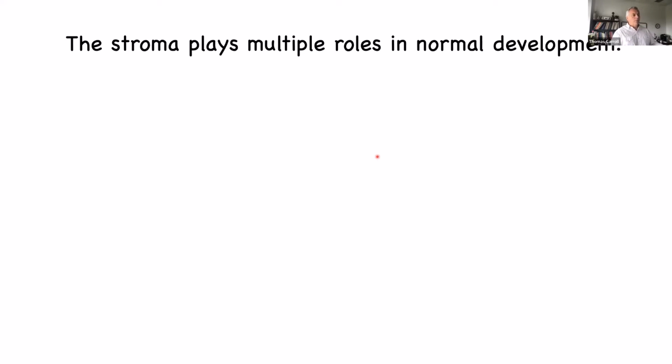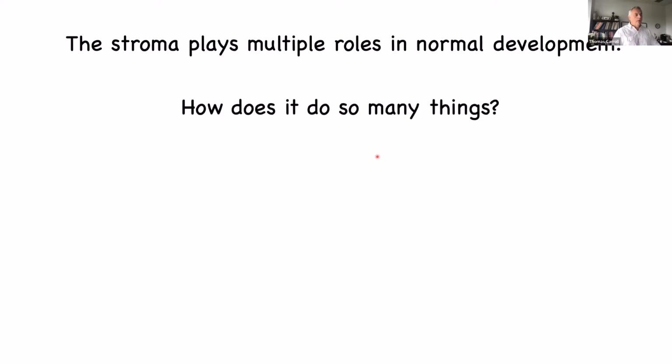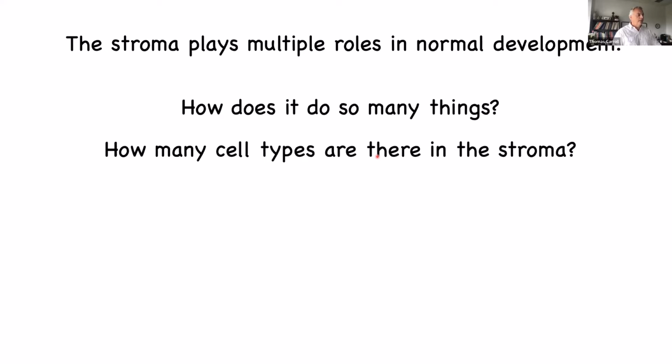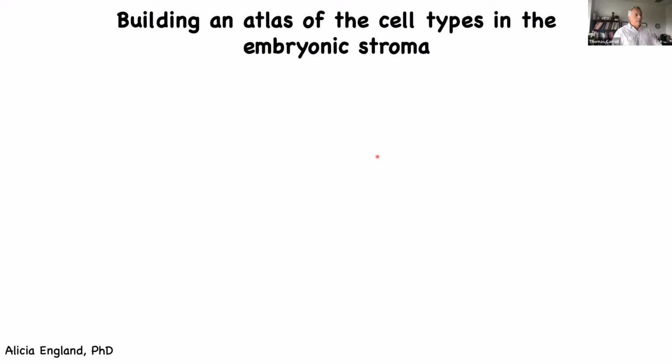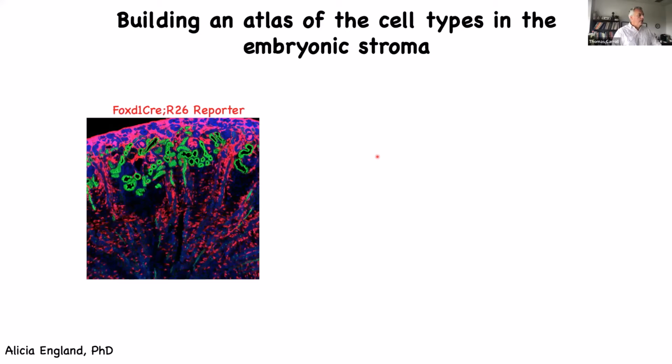But we thought it was possible that the stroma was actually a much more heterogeneous population than had previously been appreciated, and that we just hadn't had the tools to investigate this before. So with the advent of single-cell RNA sequencing, we have the capability to actually investigate how many cell types there are in the stroma. So we took E18.5 kidneys, and this was work done by a graduate student in my lab who has since moved on, Alicia England.